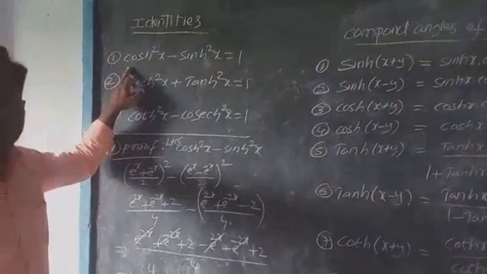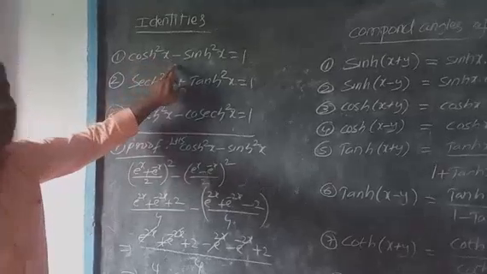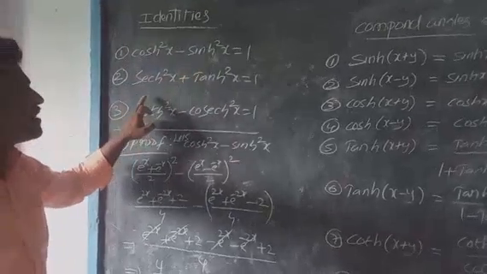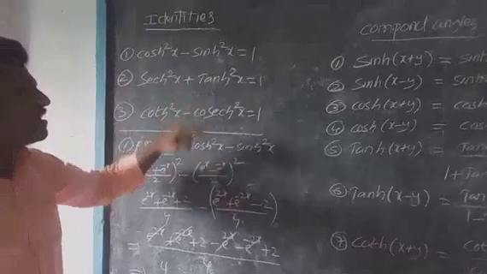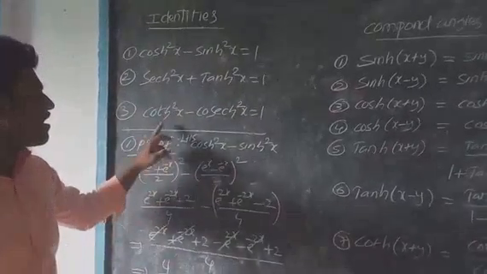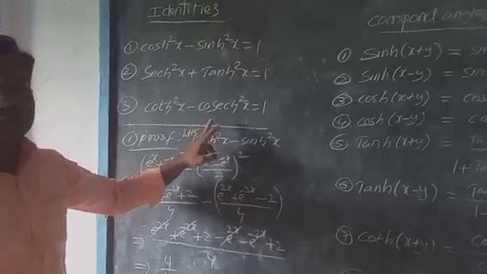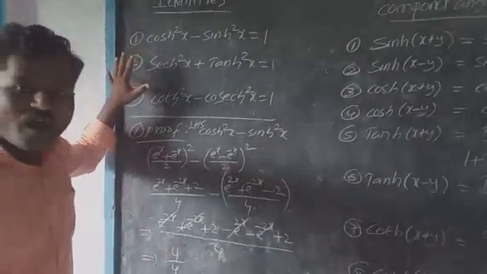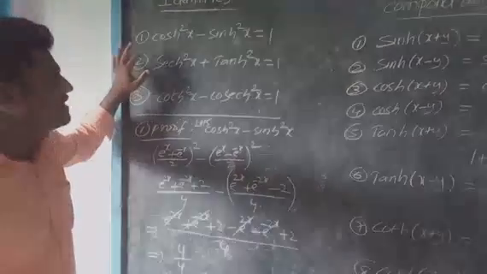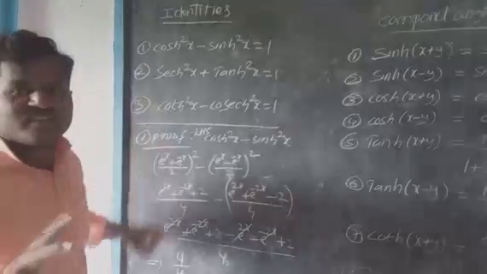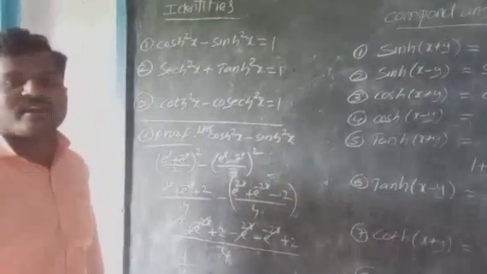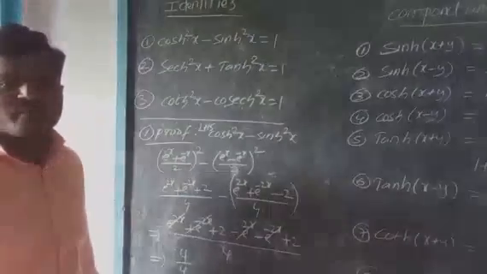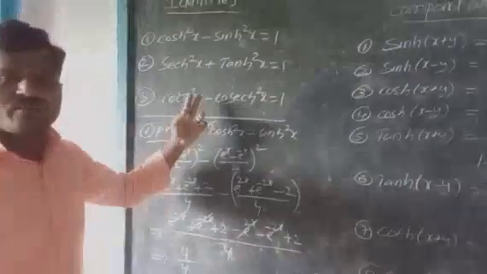First one, cosh square x minus sinh square x is equal to 1, sech square x plus tanh square x is equal to 1, coth square x minus cosech square x is equal to 1. These are three identities of hyperbolic functions. There are some minor changes between trigonometric and hyperbolic identities. Need to remember these three.